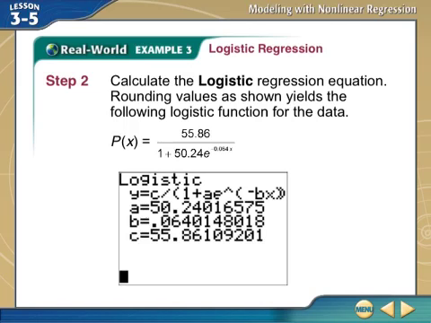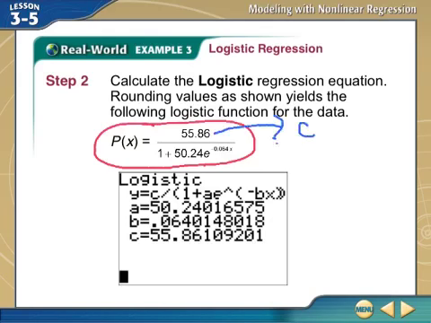The equation the book got when they calculated the logistic equation is P of X equals 55.86 divided by 1 plus 50.24e raised to the negative 0.064x. Some key pieces in this equation are this C value on top. C is the limiting portion or limiting percent of this function. That top number tells us where this function is going to flatten out. So basically it doesn't matter how many ads we show, eventually the percentage of people buying the product is going to level off at 55.86%.